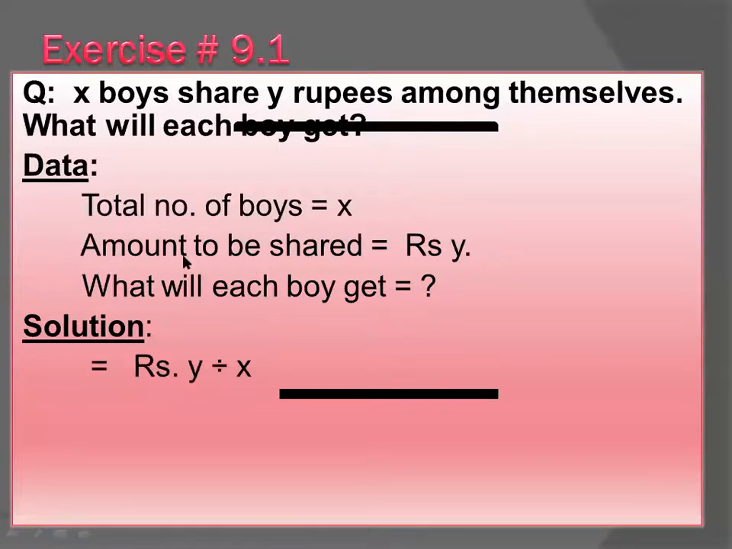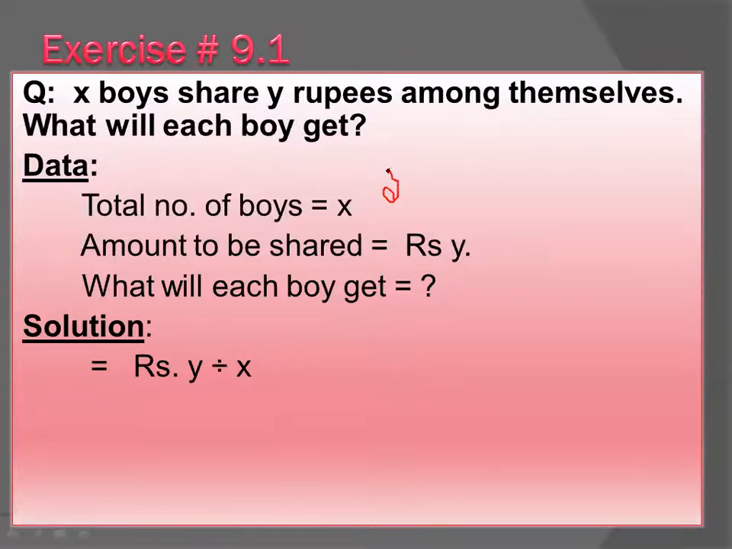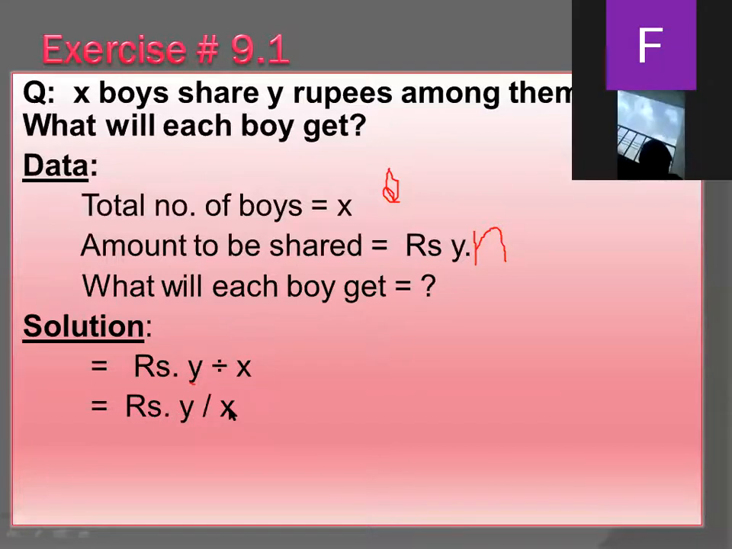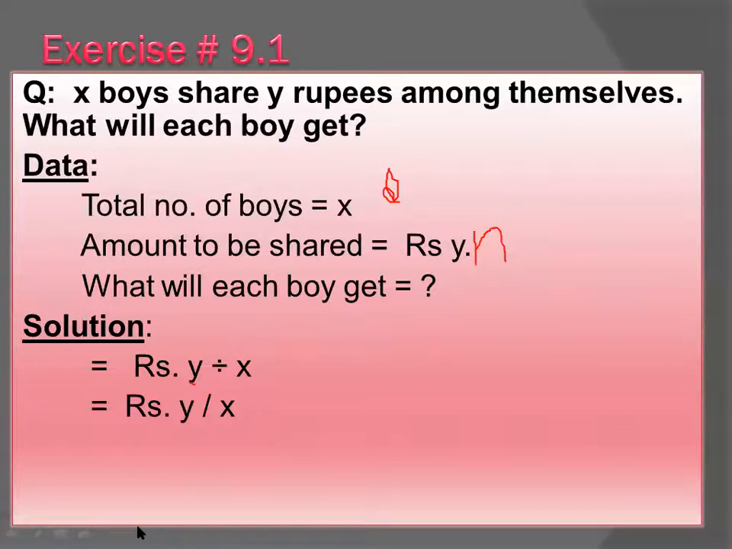Now look here. Amount to be shared. What I told you earlier is that the amount will always be taken as the numerator. Okay, this amount will be taken as numerator, and the total number of boys will be taken here as denominator. This is denominator and this is numerator. So you will simply write y divided by x, or you can write it like this: rupees y upon x. Rupees y upon x is the right answer.